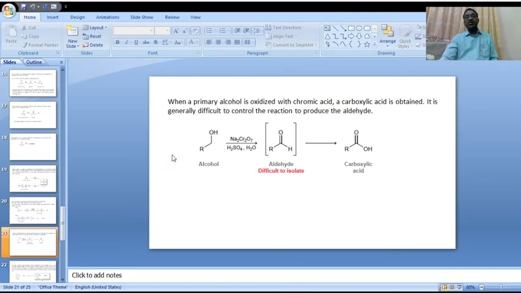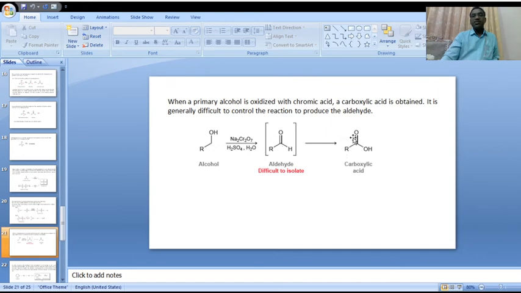Here, primary alcohol in the presence of chromic acid: the aldehyde is difficult to isolate. This is an intermediate. In the first step, it generally forms the aldehyde, and as the reaction continues, it will give carboxylic acid. Just now we discussed this in the first slide. But it is difficult to isolate this type of aldehyde.